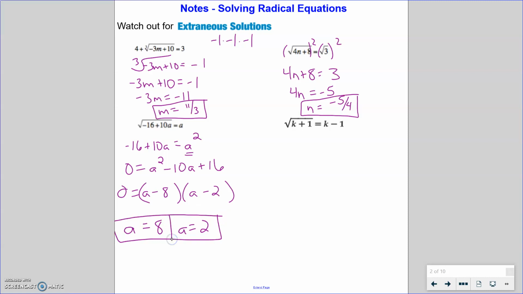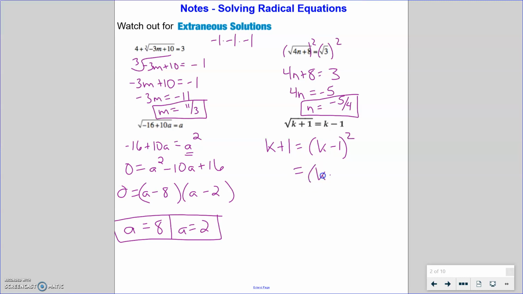So notice how quadratics are kind of sneaking back into these last two chapters. All right, last example. I'm going to square both sides, so the left side just turns into k plus 1. But be careful, when I do k minus 1 squared, I have to put that in parentheses. That doesn't just turn into k squared plus 1.